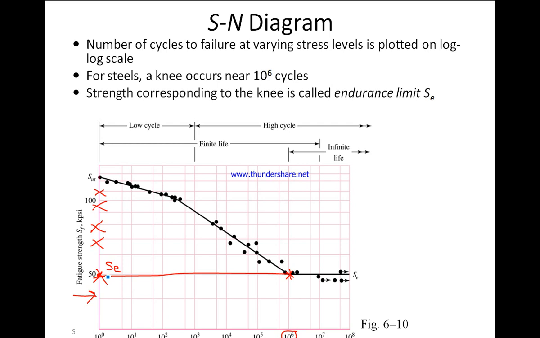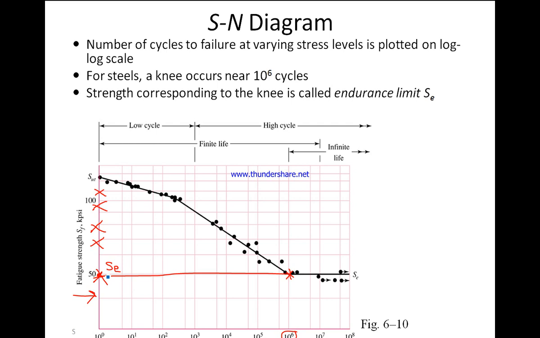If the yield is below the endurance limit, what does that mean? It means the system will experience plastic deformation, and most probably will fail from deforming plastically before experiencing fatigue.